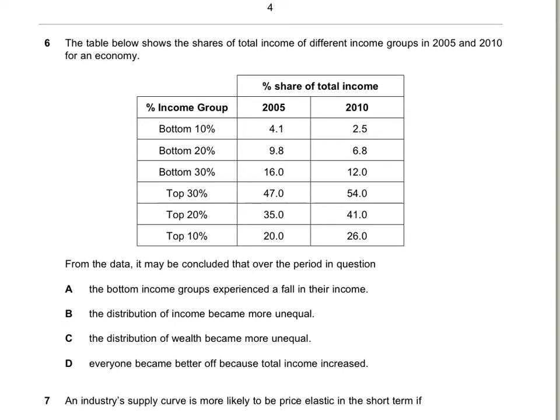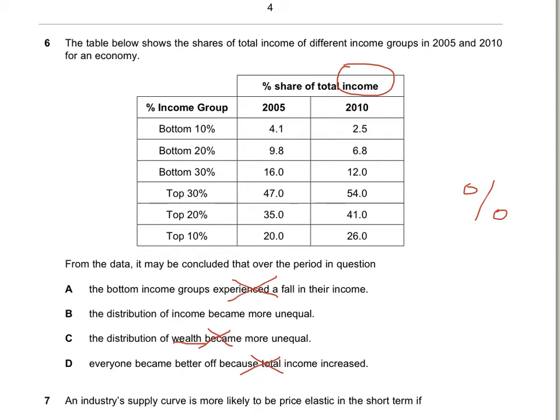So let's look at the options now. First of all, I'm going to rule out option C straight away because it uses the word wealth. And remember, this is all about income, so that goes. Next, I'm going to rule out option A. The reason being that I don't actually know what the total amount of income is. I only know the percentages. So I cannot tell anything about whether income has fallen or risen. And for the same reason, I'm going to rule out option D.